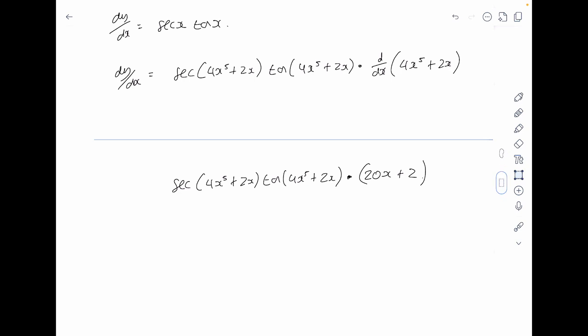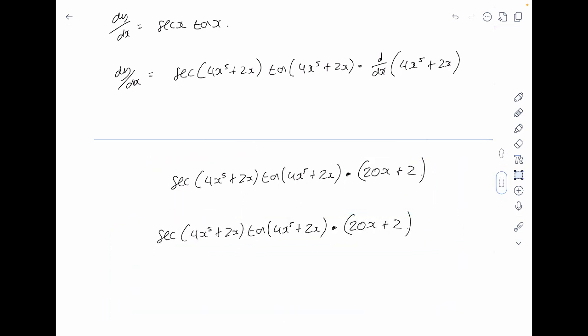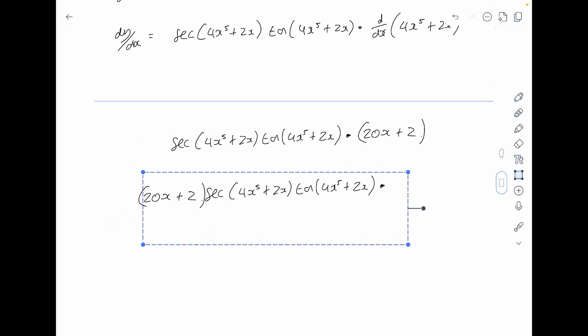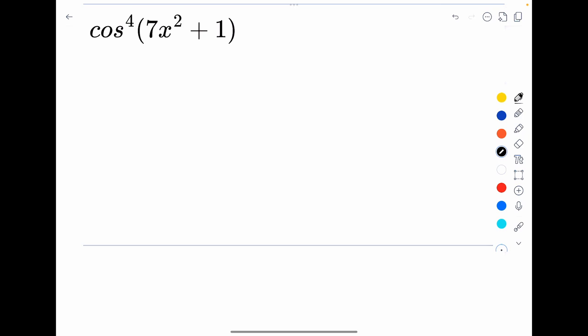And if you just want to make it prettier, we can just rearrange this and put the 20x plus 2 at the start there. And this is what your final answer is going to be for that question.